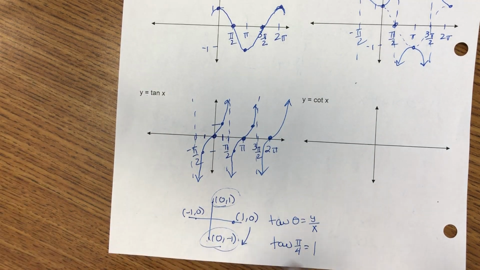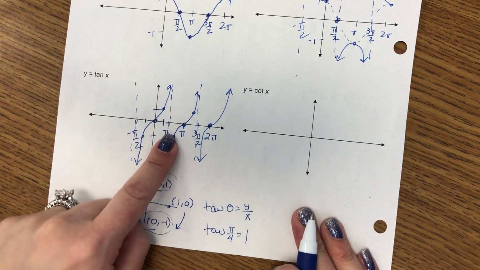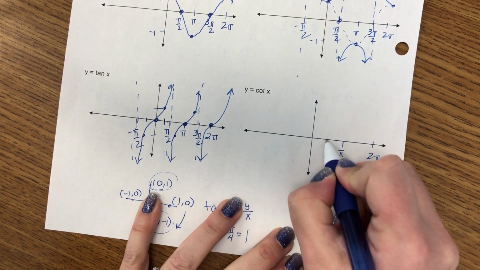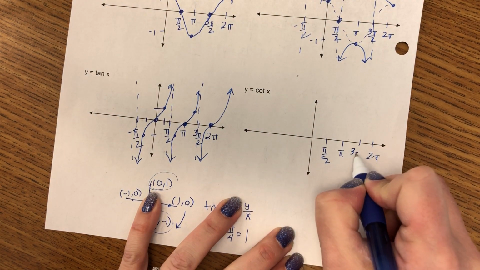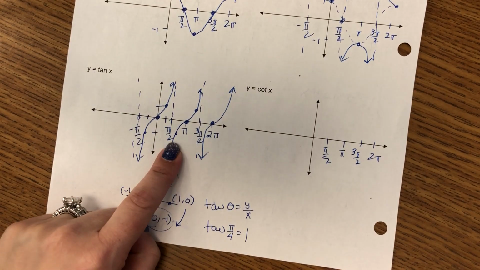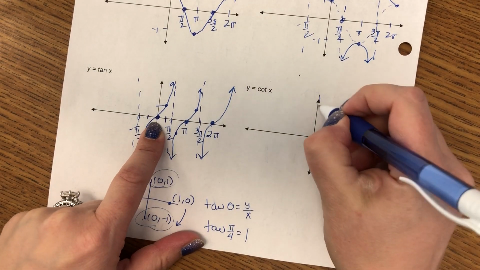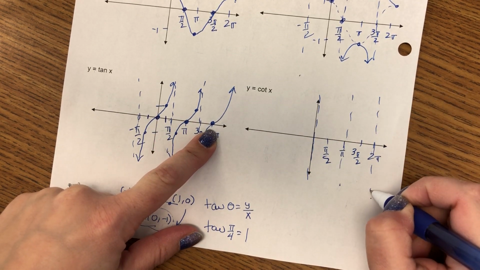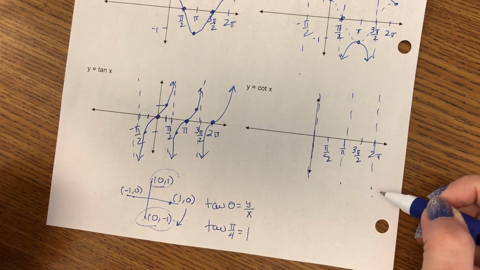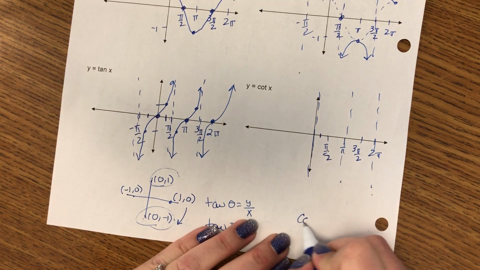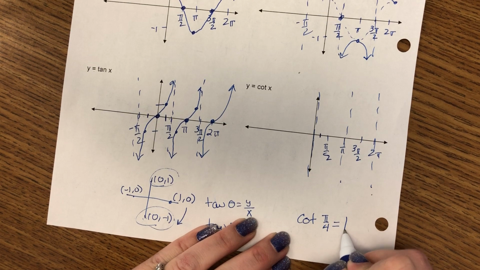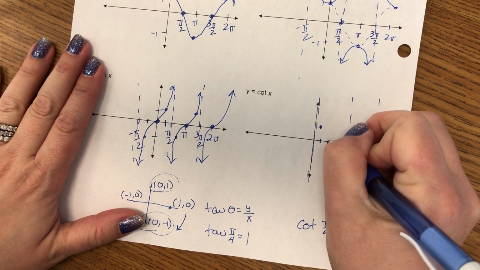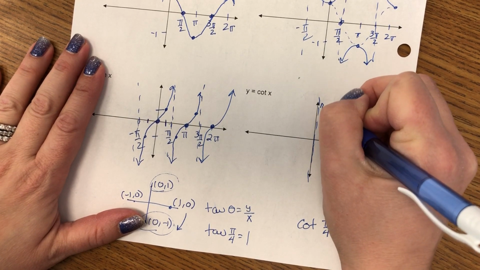Now that I have tangent, I can do cotangent because it's the reciprocal of the tangent graph. So let me put my critical values. Anywhere that tangent has an x-intercept, cotangent will have a vertical asymptote. Cotangent of pi over 4 is still positive 1 because the reciprocal of 1 is still 1.